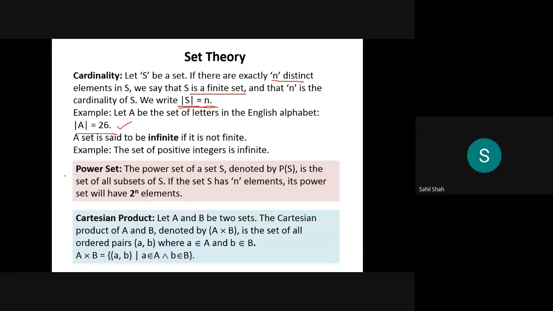Then we have seen the power set. What do you mean by power set? It is denoted by P of S, the set of all subsets of S. If S has n elements, its power set will have 2 to the power n elements. Now this is the new point of today's discussion: Cartesian product. What do you mean by Cartesian product? If we are given two or more sets and we want to find their product, it is known as the Cartesian product.